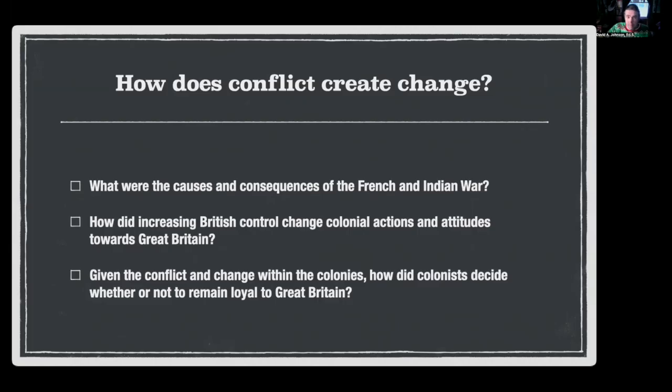So we go through the French and Indian War here. We talk about what happened during it, and then we move right into the second lesson: how did increasing British control change colonial actions and attitudes towards Great Britain? This is where we really hear the colonists' side of the story on why they felt like independence was necessary. Some of my favorite activities from fifth grade are in here.